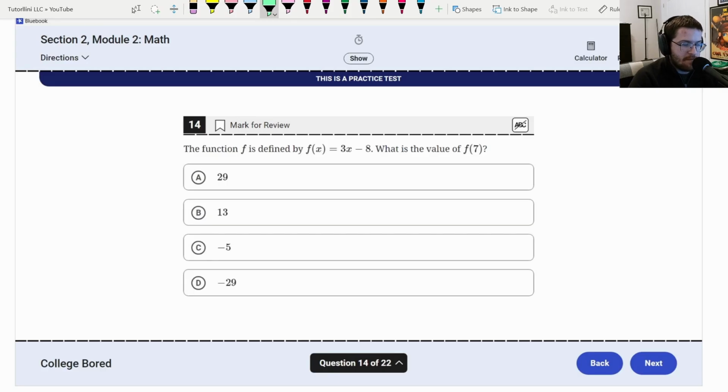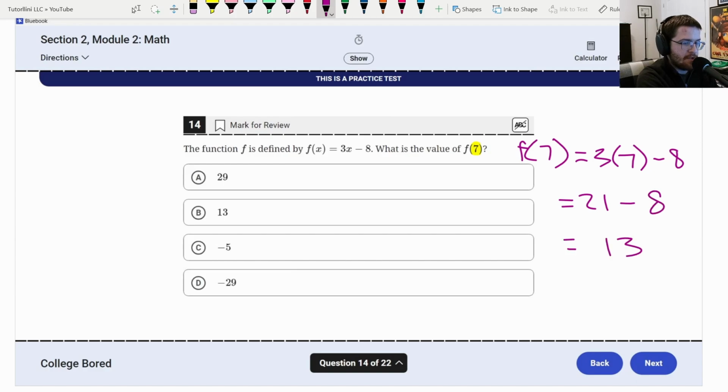Okay, question 14. So to find f of 7, what we're going to do is replace all the x's, what's inside the parentheses, with a 7. So f of 7 equals 3 times 7 minus 8. That's 21 minus 8, which should give you 13. So f of 7 is equal to 13. That is answer choice B.